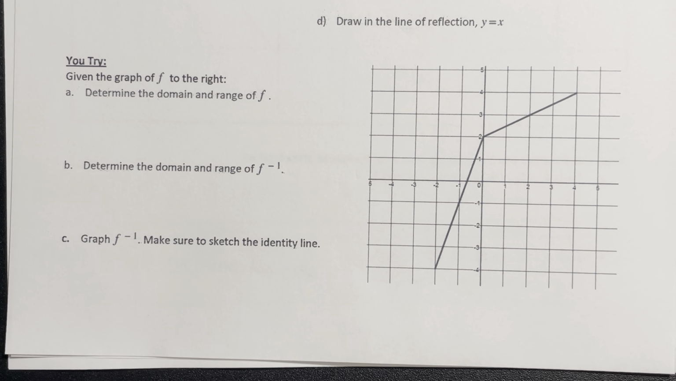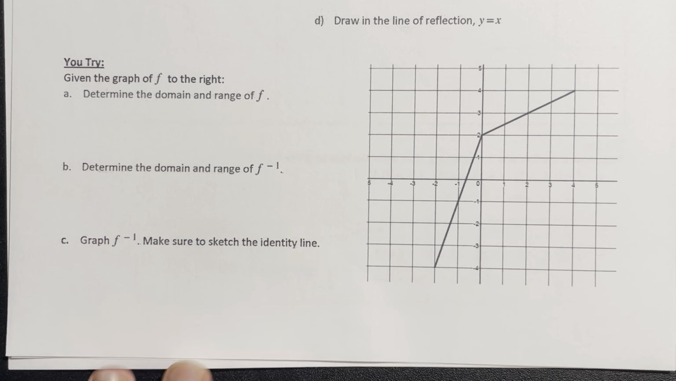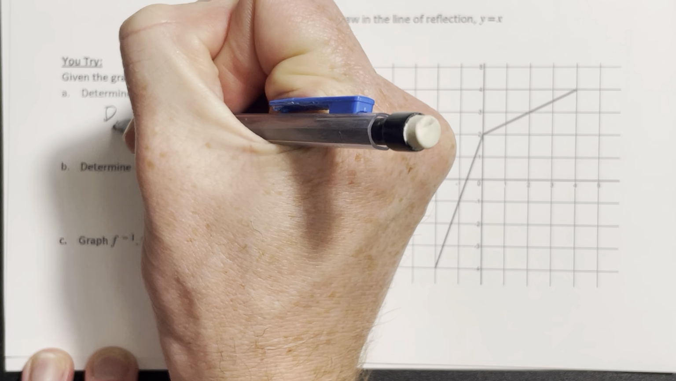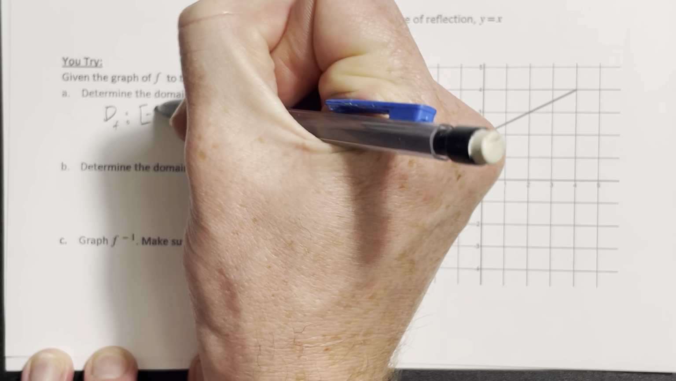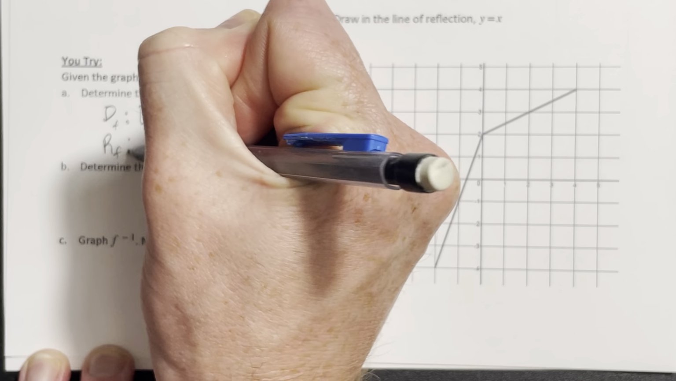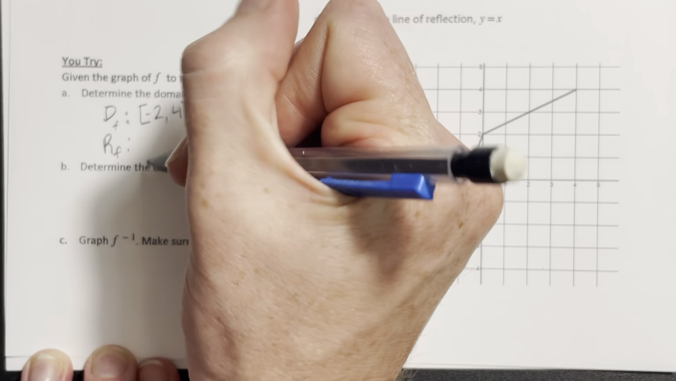So go ahead and pause and try the second graph on your own. You've got this 1-to-1 function here, and you want to graph the inverse of this. So if you're ready, you've already done this. We're going to do it together real quick. The domain of f was from -2 to 4, so I would say domain of f is -2 to 4. The range of f is from -4 to +4.